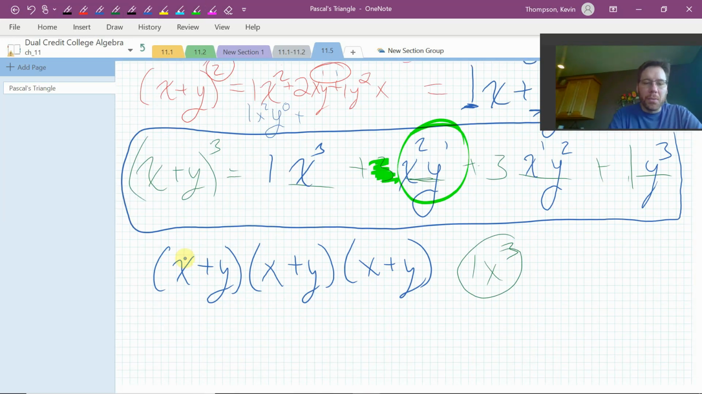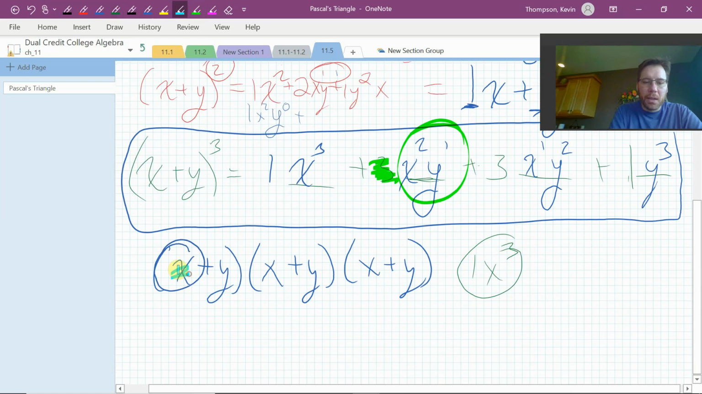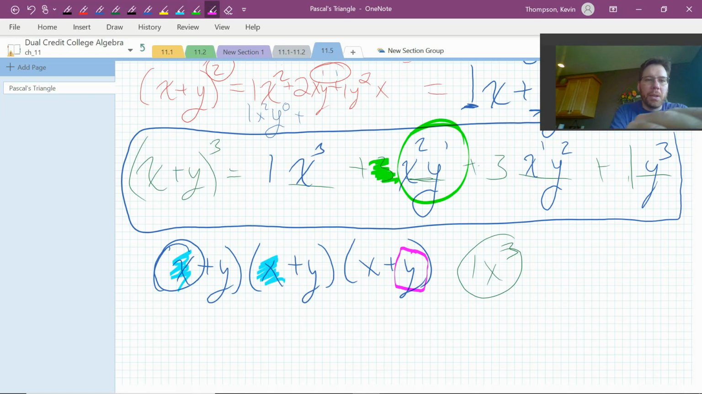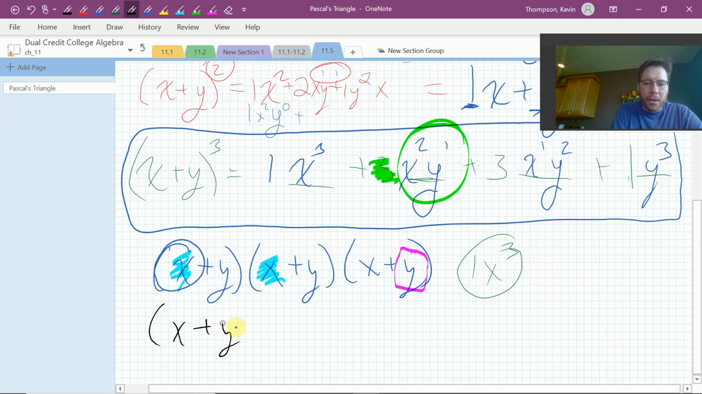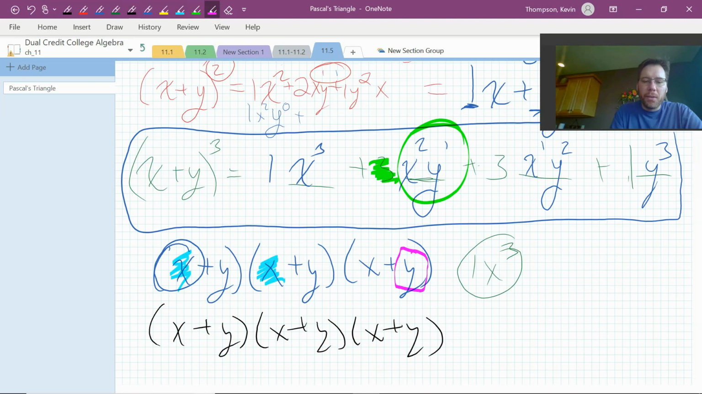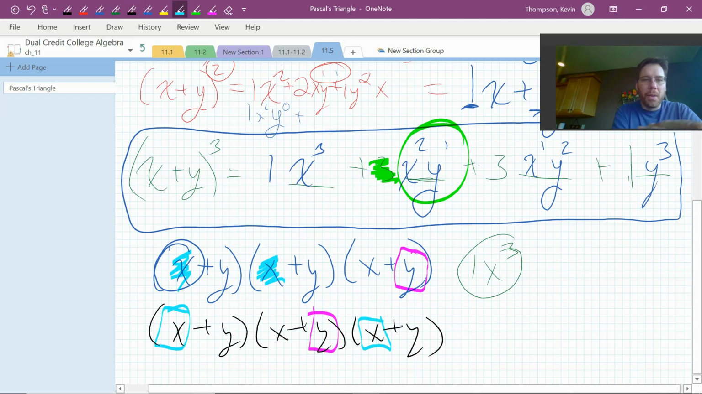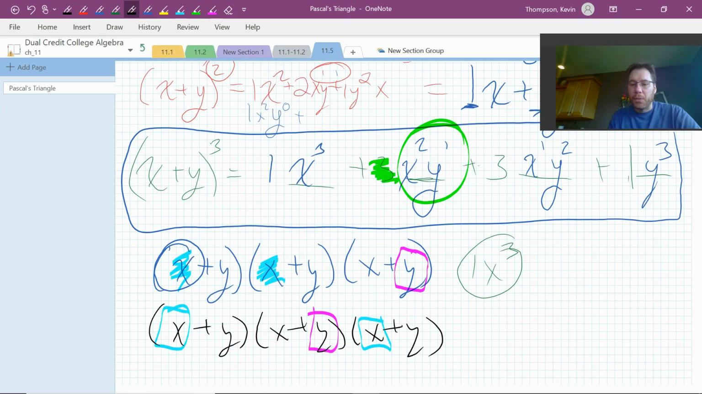Okay, so let's see if we can count them. So I could pick this first x in this first x plus y. I could pick the second x, and then I could pick the y in this last term, and that's one of them. Okay, so let's think of other possibilities. So I'm just gonna rewrite x plus y, x plus y, x plus y. So another choice I could have made is I could have chosen the y in the second one, and chose the x in the first one and the x in the last one. That's very different than the first one, so I would count that.